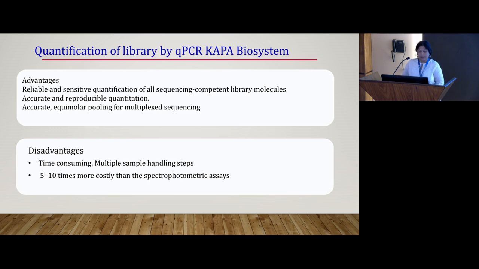The advantage is reliable and sensitive quantification of all sequence-competent library molecules. It is accurate and reproducible, with equimolar pooling for multiplex sequencing. Disadvantages: it is time consuming, multiple sample handling steps are required, and it is 5 to 10 times costlier than the spectrophotometric assay.